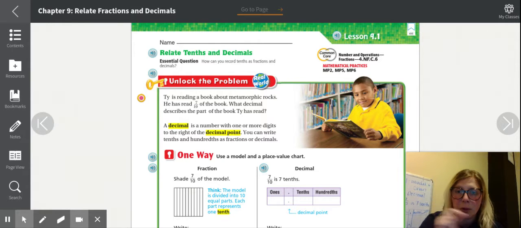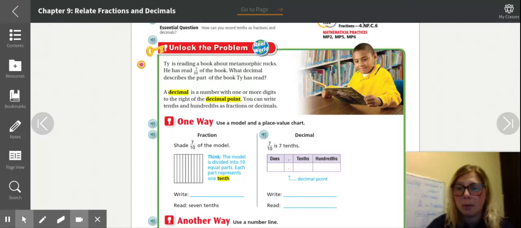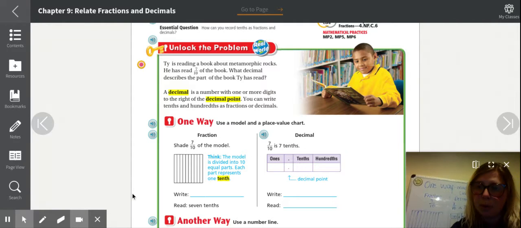And a decimal point is where it separates it. You can write tenths and hundredths as fractions or decimals. Okay, so there is a picture for it. One way we could do it, I actually did it on the board behind me. So we will put it to the board. Let's take a look.